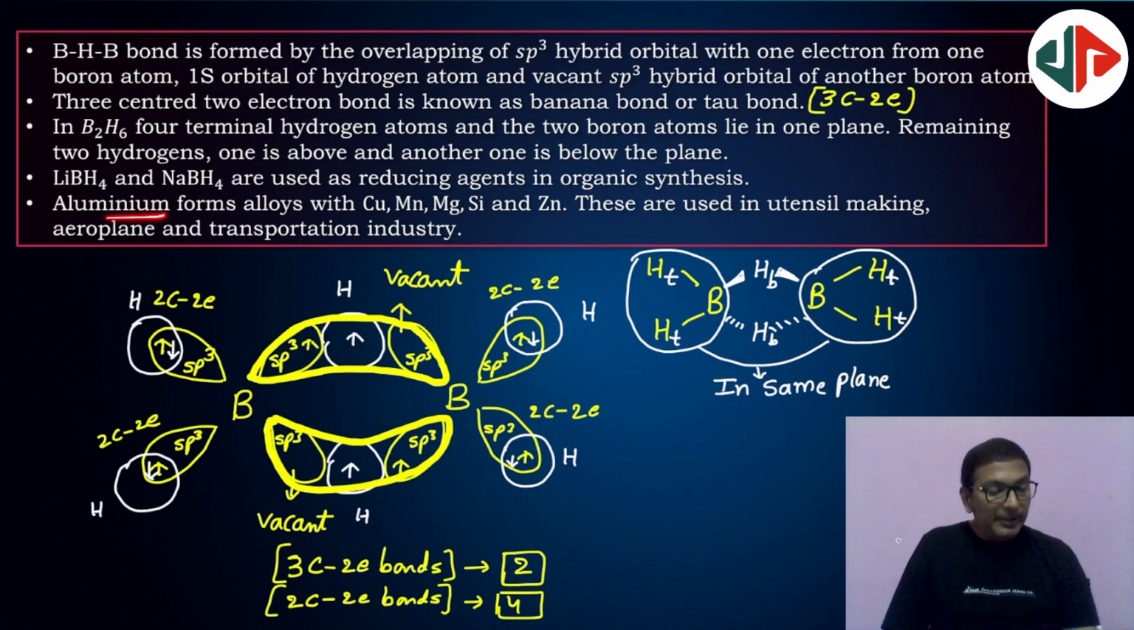Next, aluminium forms alloys with copper, manganese, magnesium, silicon and zinc. These are used in utensil making and in the aeroplane transportation industry. So alloys of aluminium are frequently used in the manufacture of aircraft parts.